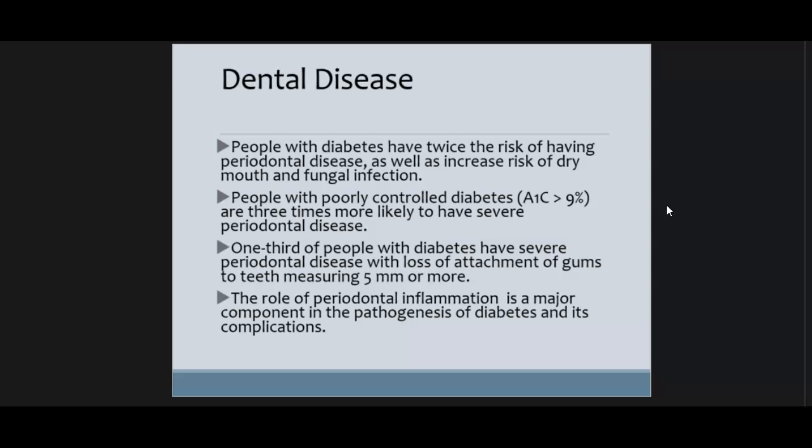And then the role of periodontal inflammation is a major component in the pathogenesis of diabetes and its complications. So like I said in the beginning, it's that bidirectional relationship. When there's extreme infection, it's harder to control blood glucose. And when it's harder to control blood glucose, your body has a harder time controlling infection. It's just sort of a vicious cycle.